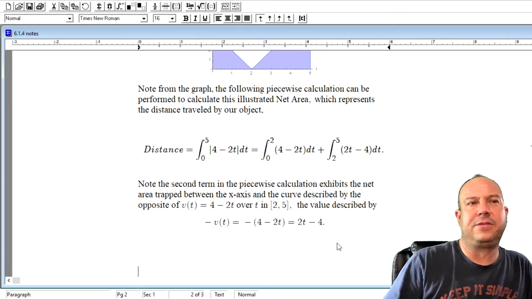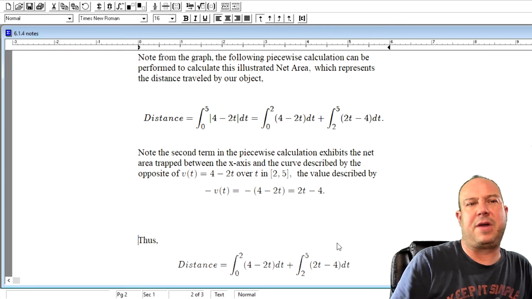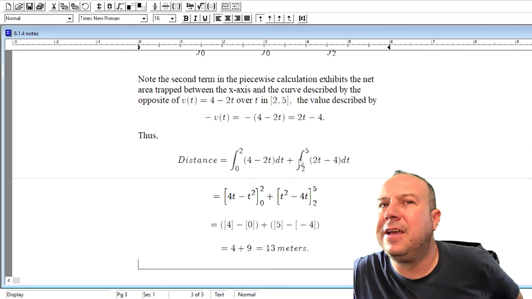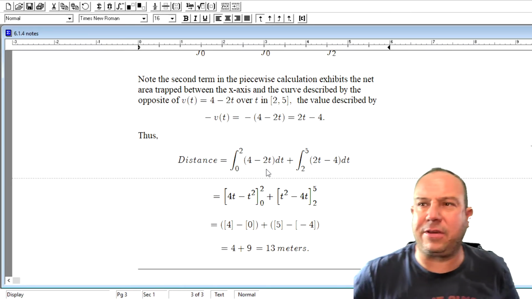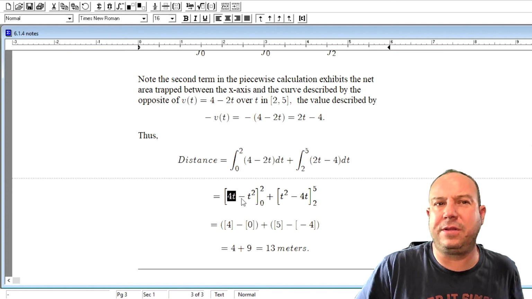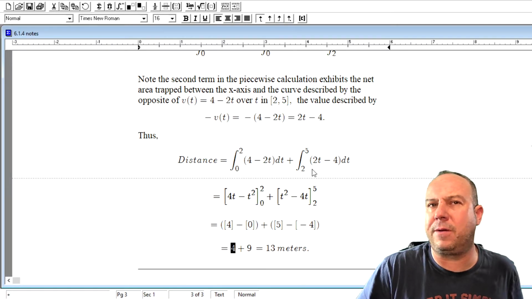All right? So if we just jump into the calculation now, and think about what this will tell us for the distance, if I do those two separate definite integral calculations, this first integral's definite integral produces 4t minus t squared evaluated from 0 to 2, which is essentially 4 minus 0, or just the value of 4.